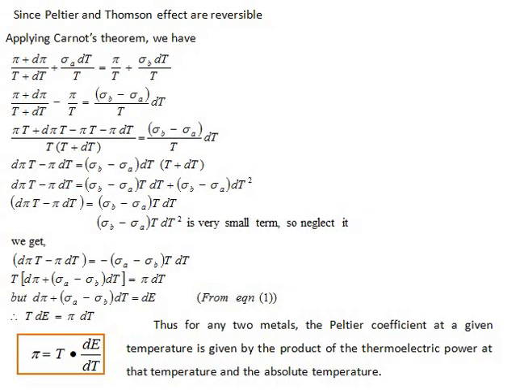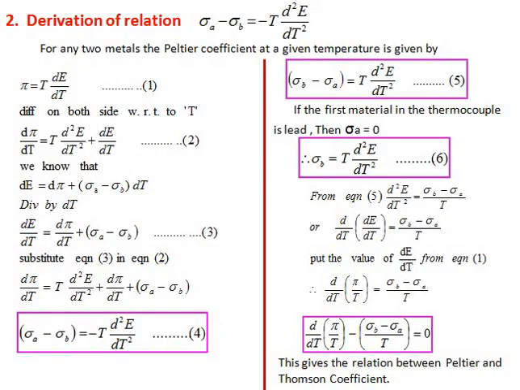Okay, so next, dear students, there is one more relation. Second application is derivation of the relation sigma A minus sigma B is equal to minus T into d square E by dt square. So this thing we are going to derive. For any two metals, the Peltier coefficient at a given temperature is given by, as we just derived, pi is equal to T into dE by dt. Call this equation number 1.